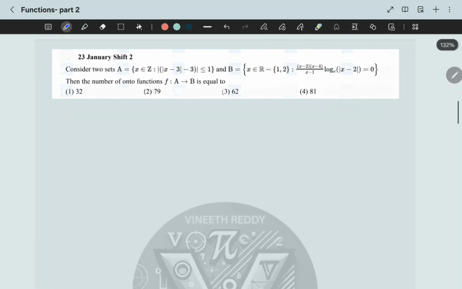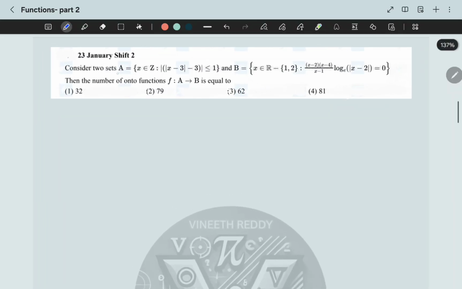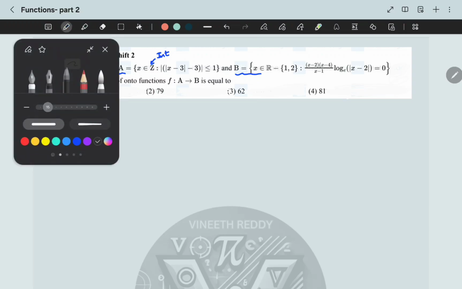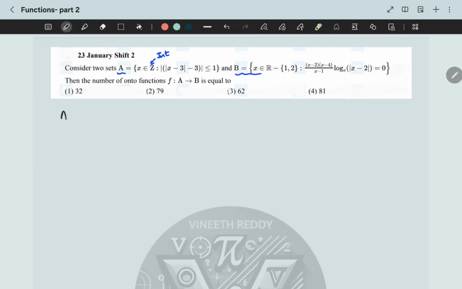The next question says consider two sets. Set A is x belongs to Z, where Z is the integers, such that mod of (x minus 3) is less than or equal to 1... and set B is x belonging to all real numbers except 1 and 2. Then the number of onto functions f mapping from A to B is equal to. So we will solve this in steps. So let us first solve set A.